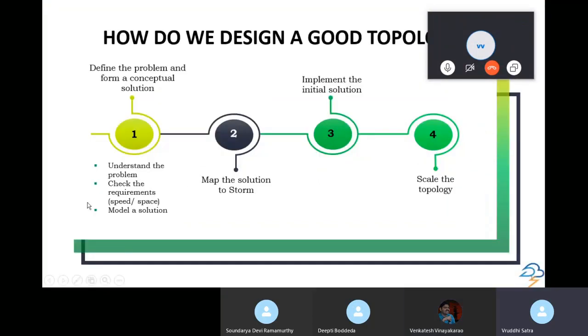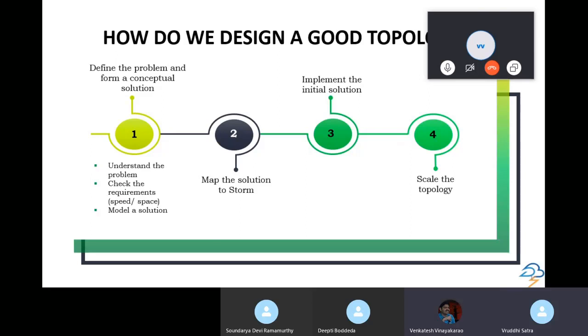Okay, so now that we have a basic understanding of the functioning of STORM, the next question that arises is how a real-world problem can fit into STORM. How can we build a good topology? The approach to designing a topology can be broken down into 4 steps.